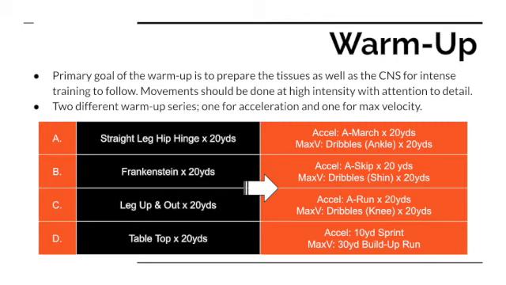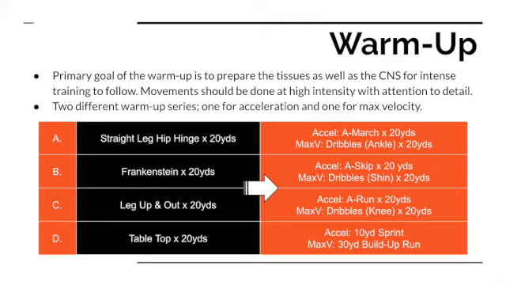So moving towards the sprinting drills themselves, the acceleration drills are going to be progressing from a march to a skip to a run, and then finally to a 10-yard burst of acceleration. So we're all familiar with an A march, an A skip, and an A run. However, the dribbles are going to be a little bit different.